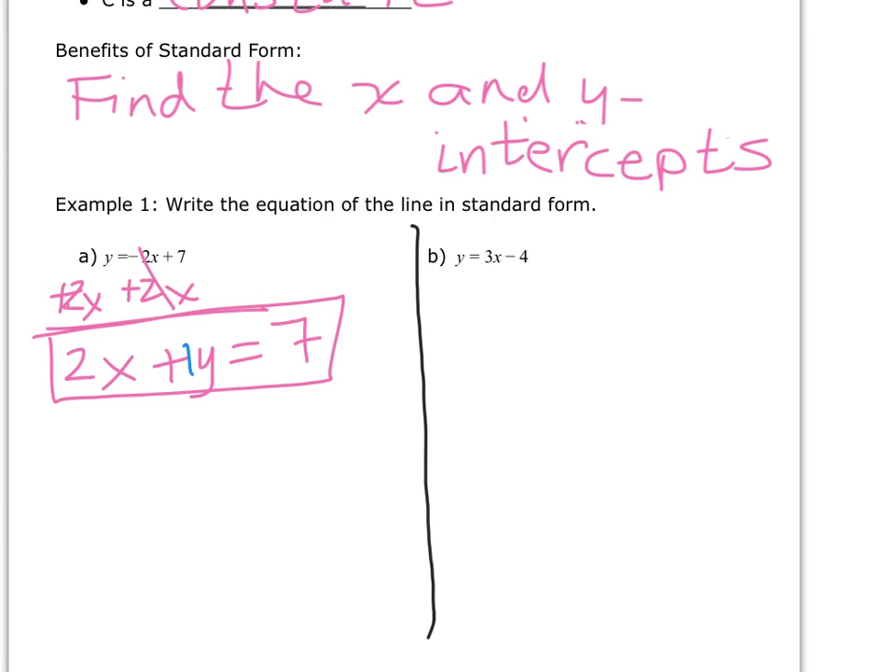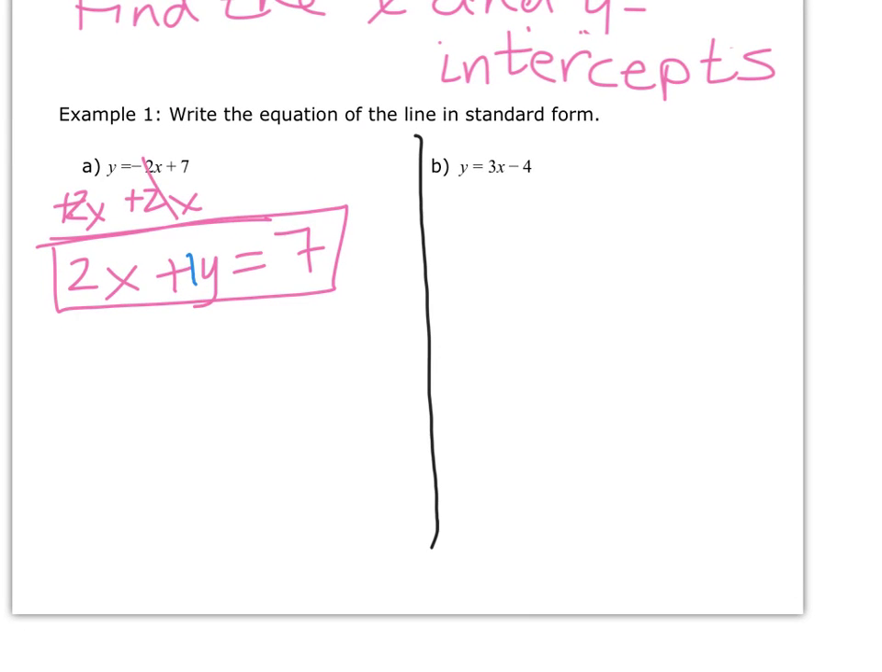All right. B says y equals 3x minus 4. So first, are x and y on the same side? No, so I want to move that 3x to the left side with the y. So what's the inverse of positive 3x? Minus 3x, perfect. So I'm going to subtract 3x, subtract 3x. So those cancel, so I have negative 3x plus y equals negative 4.